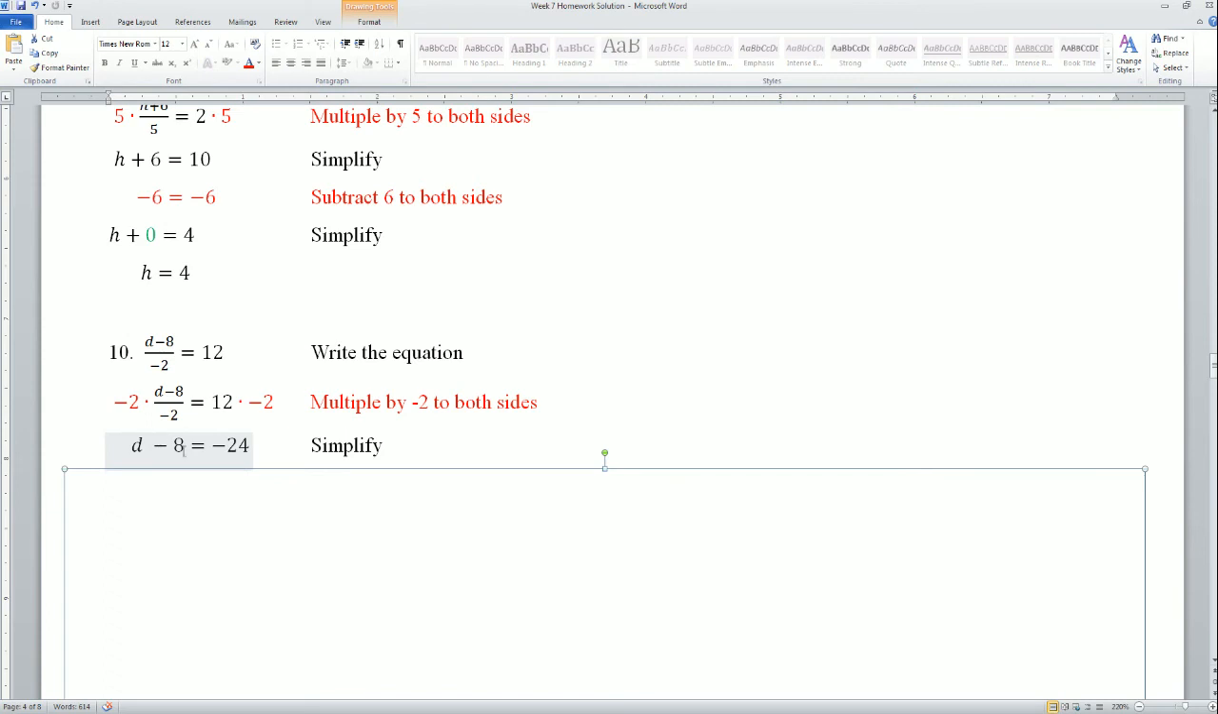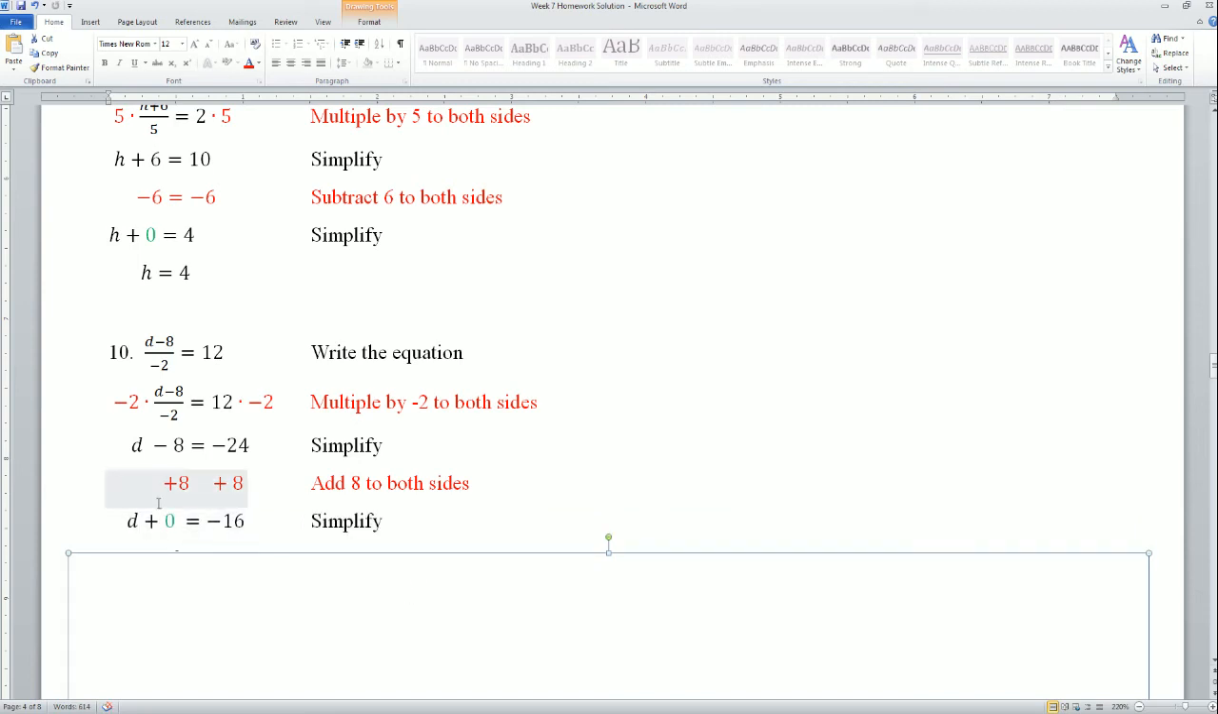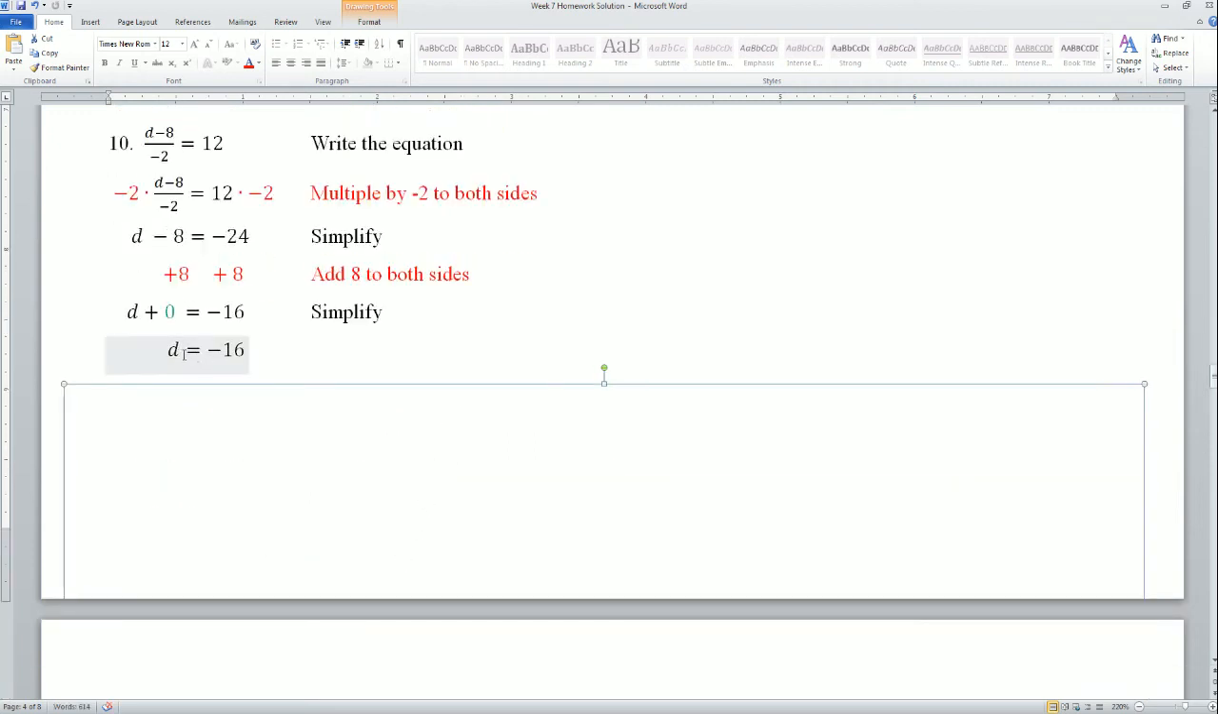Now again, what is attached to the variable d is the subtract 8. So we have to add 8 to both sides. In that process, you have d plus 0, because -8 plus 8 is equal to 0. On my right hand side, it is -16 because -24 plus 8 is equal to -16. I get d equals -16 because again, this is plus 0, and we don't really write the plus 0. There you go. d equals -16.